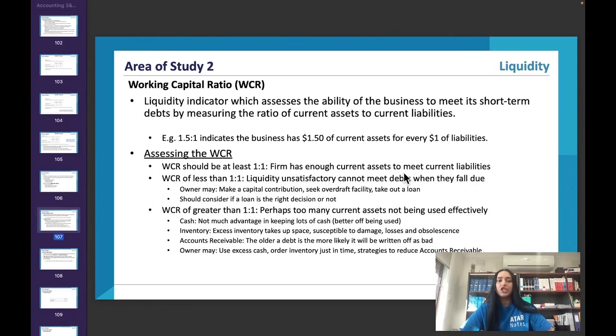So, working capital ratio assesses the ability of the business to meet its short-term debts by measuring the ratio of current assets to current liabilities. So, working capital ratio should be at least 1-to-1, which means that the firm has enough current assets to cover current liabilities. If it's less than 1-to-1, then that means that liquidity is unsatisfactory and the business can't meet its debts as they fall due. If the working capital ratio is greater than 1-to-1, that might mean that the business has too many current assets which are not being used effectively.